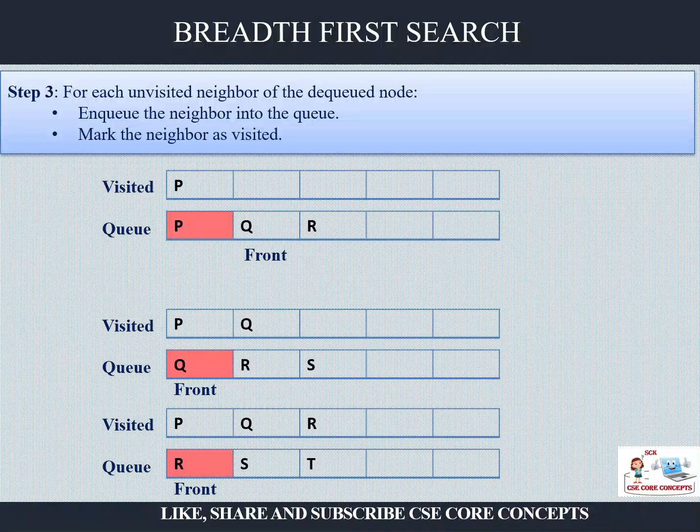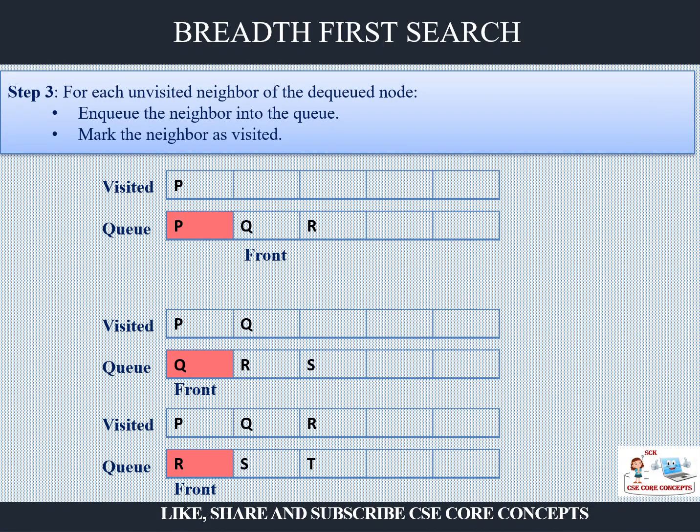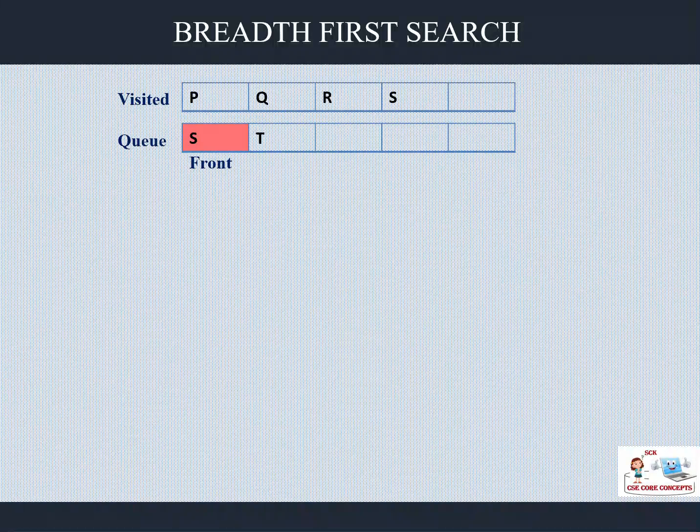Now for the element R, I am going to first find out its neighbors. Who are the neighbors of R? Q and T. Now Q has already been processed, so I cannot add Q again. T is an unvisited neighbor, we have not visited T yet. So T will simply be added to the queue. And now I have to dequeue R. When I dequeue R, I will put it in the visited list. Done. So who will become my front now? S will become my front.